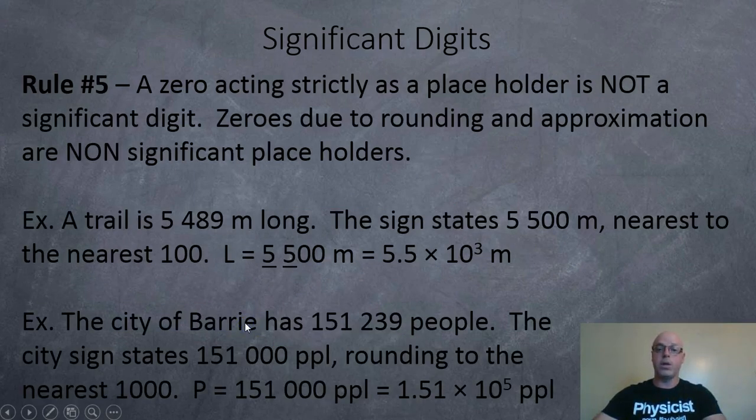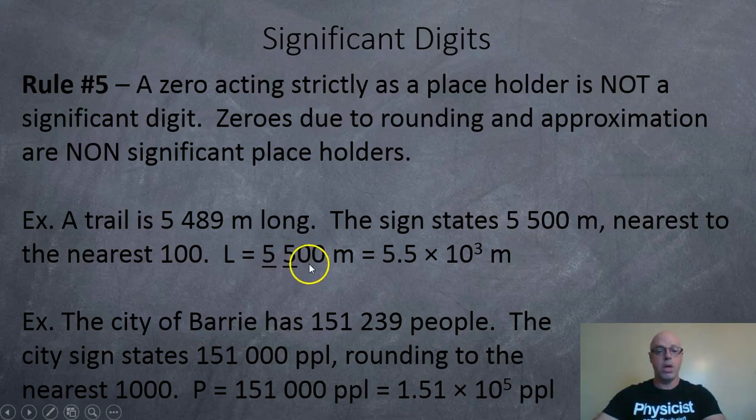A 0 acting strictly as a placeholder is not a significant digit. Zeros due to rounding and approximation are non-significant placeholders. So usually you get zeros acting as placeholders due to rounding and approximation. So for example, a trail may be 5,489 meters long. The sign at the beginning of the trail may say that it's 5,500 meters. So obviously they've rounded it to the closest 100 meters. Which means on the sign, only the 5 and the 5 are significant, and these two zeros are placeholders due to rounding.